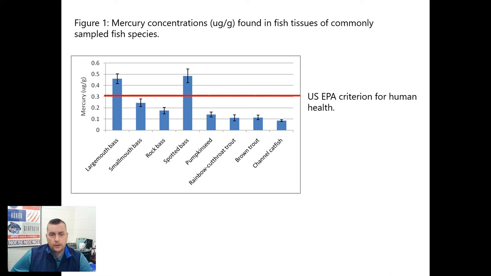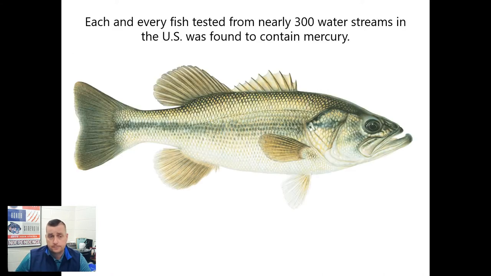for ingesting mercury. So if we're eating largemouth bass or spotted bass, according to this study, we're actually exceeding the mercury levels that we should have. This next line shows the concern level for fish-eating mammals. Okay, so we can see that pretty much all of these different types of trout and bass have mercury content levels that are higher than the concern levels set for fish-eating mammals.